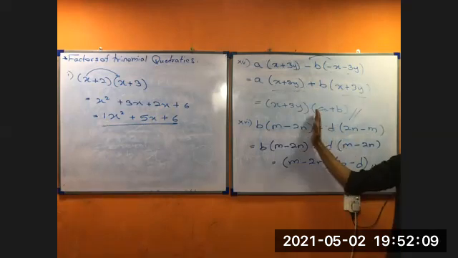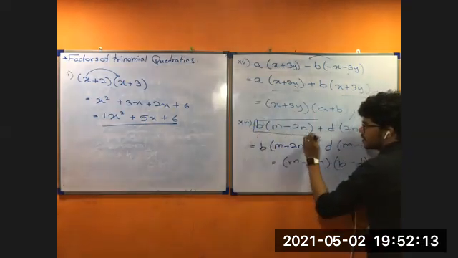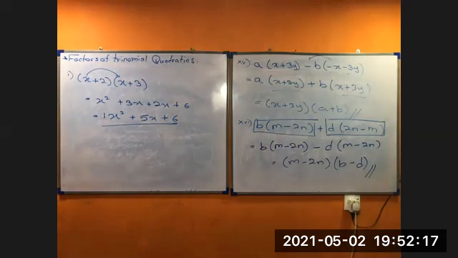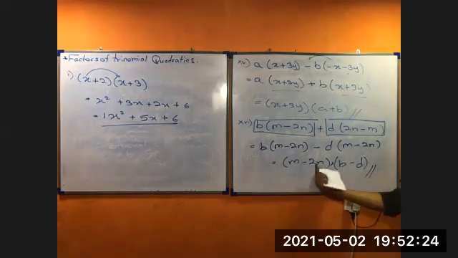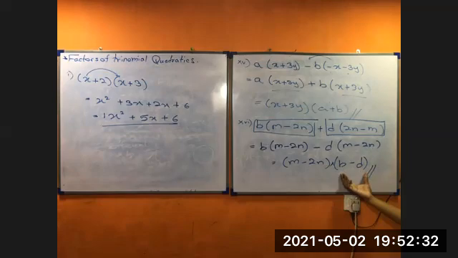But here, this one plus this one, right? Here this means this thing plus this thing. So this is addition of 2 terms, right? So here this addition I expressed as a multiplication of 2 terms, which means I have found the factors. So factors of this entire thing are going to be m minus 2 is one factor, b minus d is going to be the other factor.